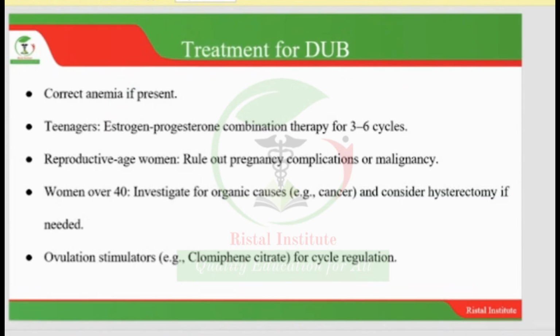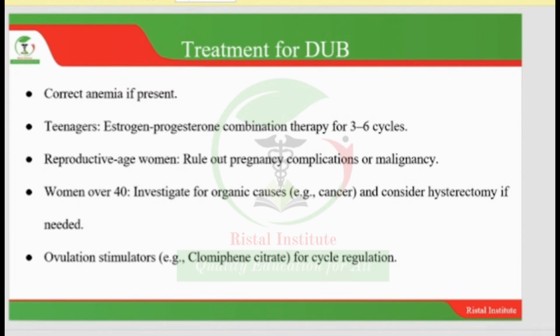Treatment for DUB: correct anemia if present. In most cases, the mother will suffer from anemia because of the irregular or excessive bleeding that happens. So this, if detected, needs to be corrected immediately. In teenagers, estrogen-progesterone combination therapy can be administered for 3 to 6 cycles, and sometimes it works and it really corrects the problem.